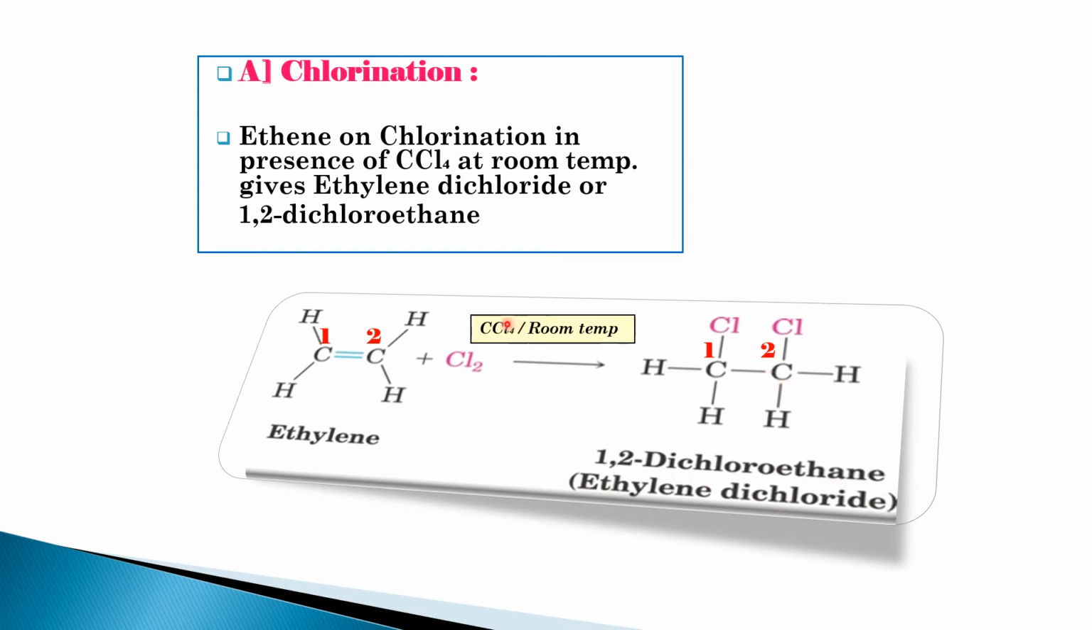जेव्हा आपण Cl2 चे ऍडिशन करतो इथिन मध्ये in presence of CCl4 at room temperature, then Cl2 ऍड होतो कार्बन कार्बन डबल बॉन्डला, त्याच्यामुळे ह्या डबल बॉन्डचं कन्वर्जन सिंगल बॉन्ड मध्ये होतं आणि आपल्याला 1,2-डायक्लोरोइथेन किंवा इथिलीन डायक्लोराइड हा प्रोडक्ट मिळत असतो.